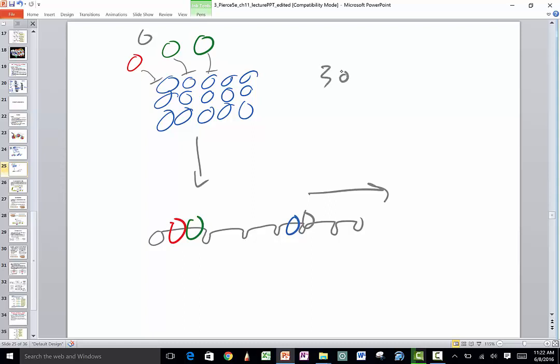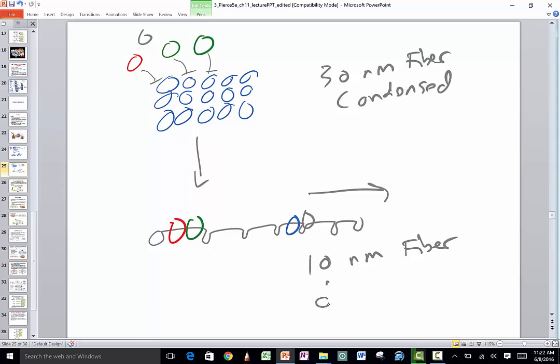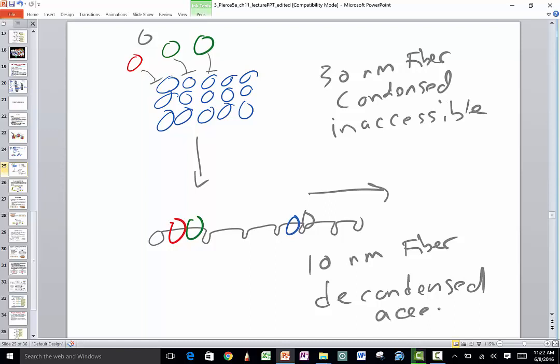So this is the 30 nanometer fiber. It's condensed. And this is the 10 nanometer fiber. And it's decondensed. And this is inaccessible to proteins binding it. And this is accessible.